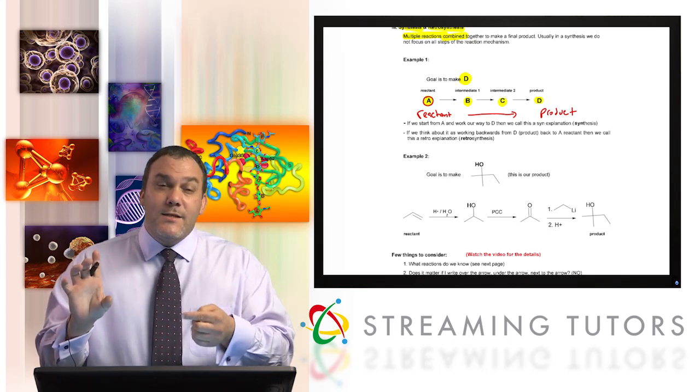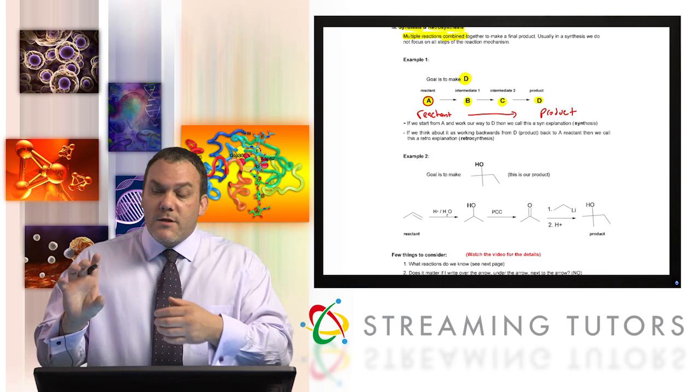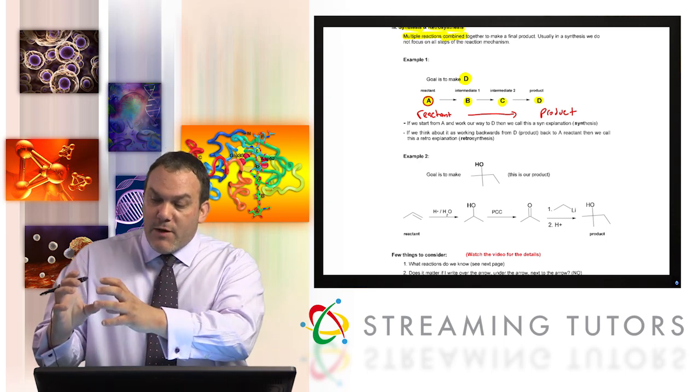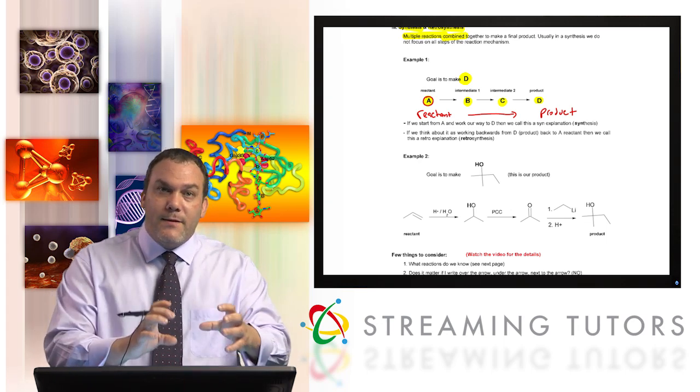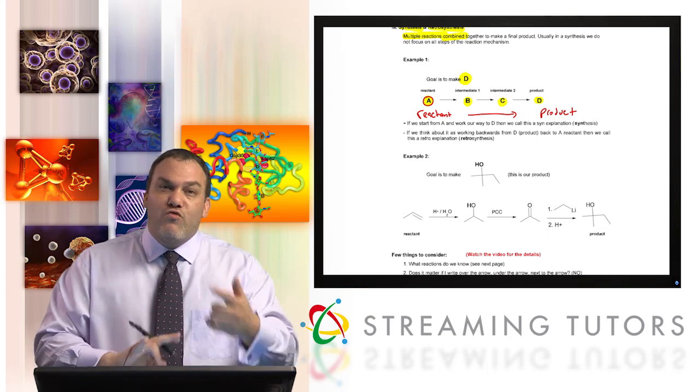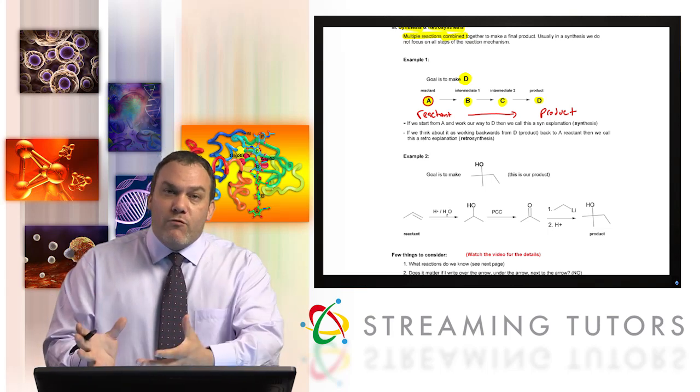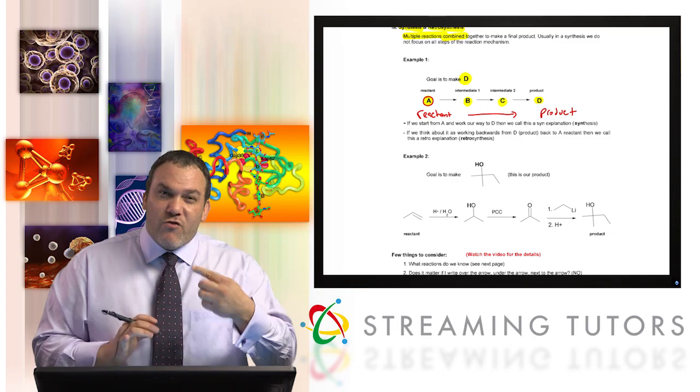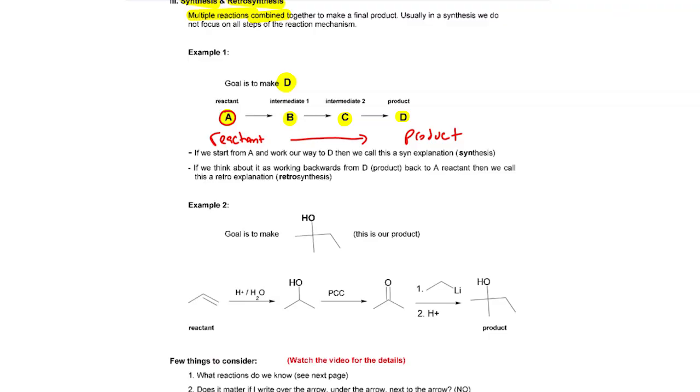But what if it's easier for some reason, we'll learn why in a moment, to go backwards? What if from D we go back a step to C and back to B and then back to A? Well, that's called reverse synthesis. We're describing in the opposite direction. We're going in retro, we're going from product to reactant. That's what it means to be a retrosynthesis.